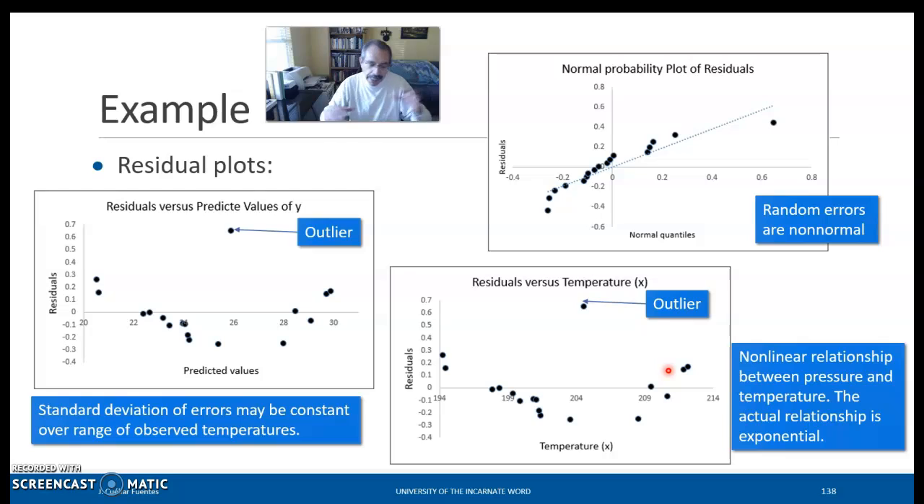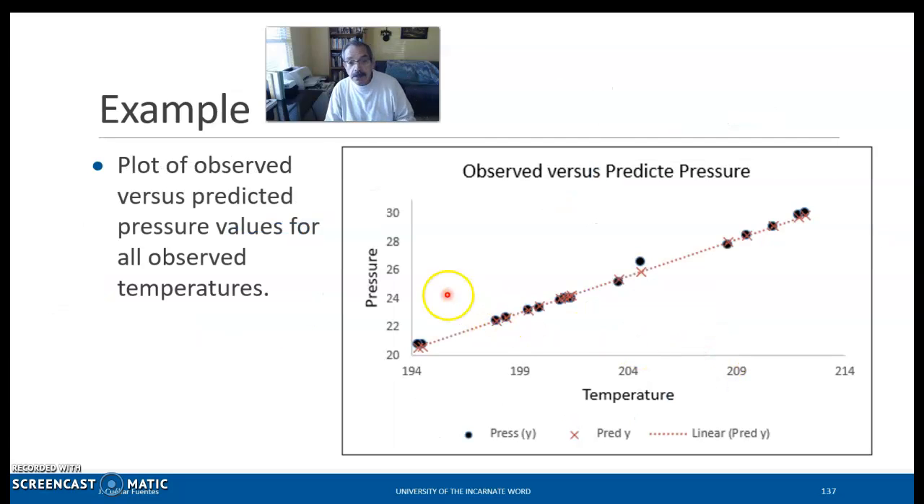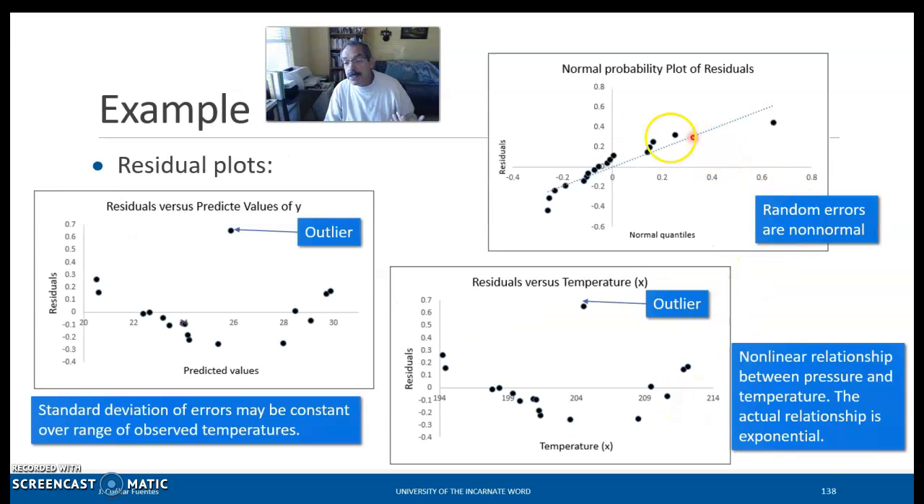So in fact, if we moved on to a more in-depth discussion of regression analysis, we would find that the relationship between pressure and temperature is actually exponential. And if you use the logarithm of pressure versus temperature, then you get a straight line. And then when you do the residuals, you find that they are normal and this curve disappears. The outlier persists though, so there was a mistake in this measurement. All right, so we will stop here.